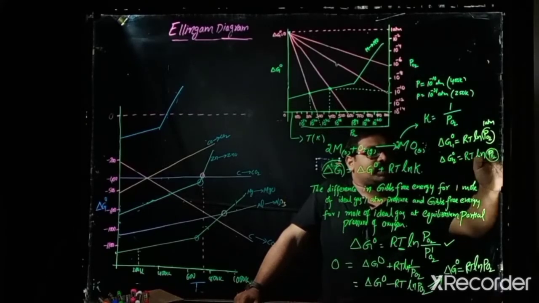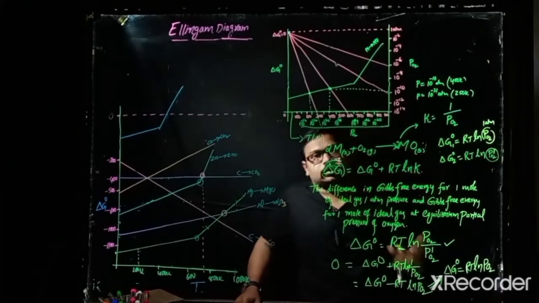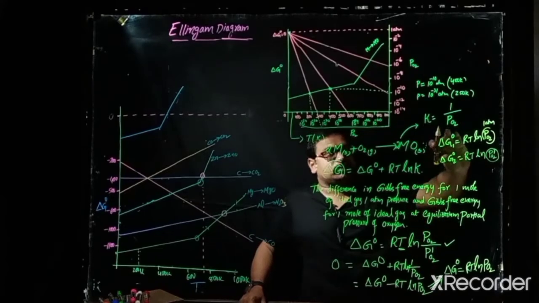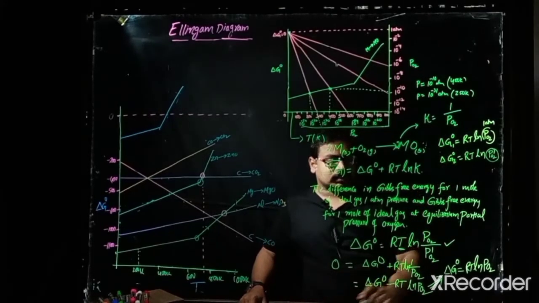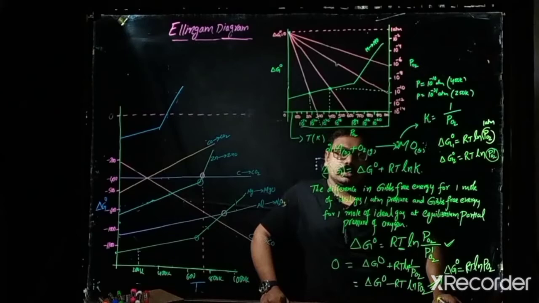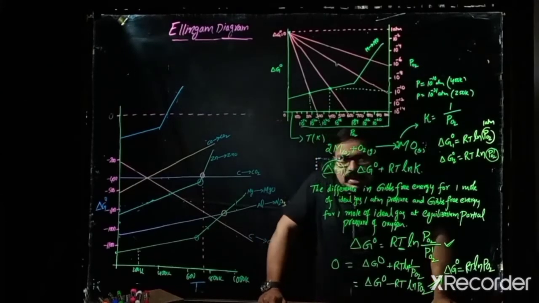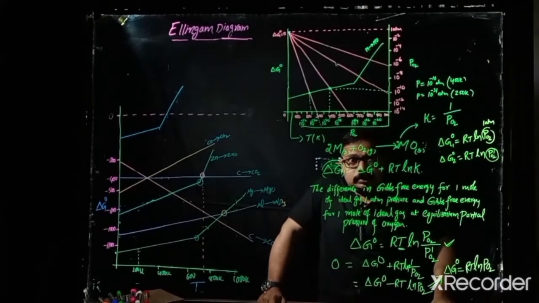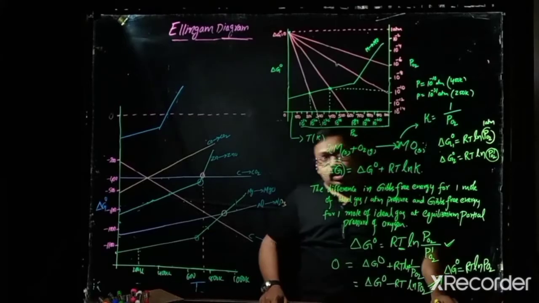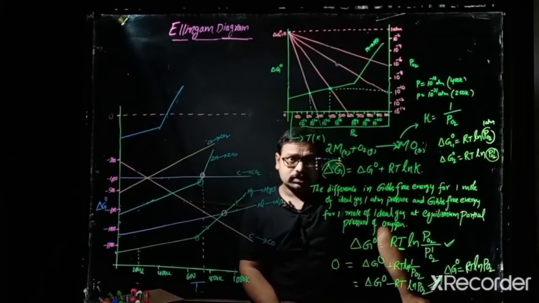That we have to find just like that. So if we are taking the difference between these two, then we are getting this value. So just like that, we have to calculate the standard Gibbs free energy for the oxidation of metals.